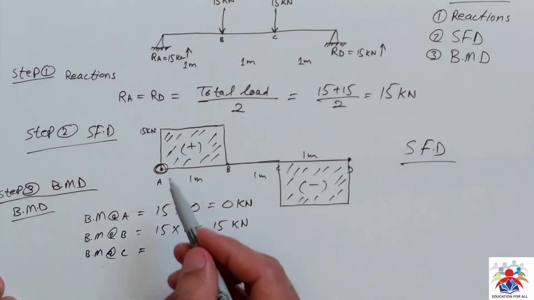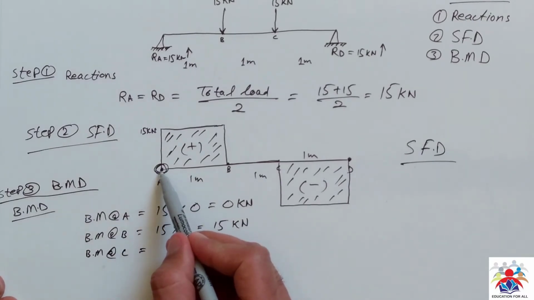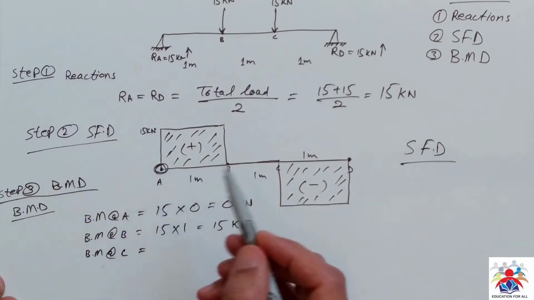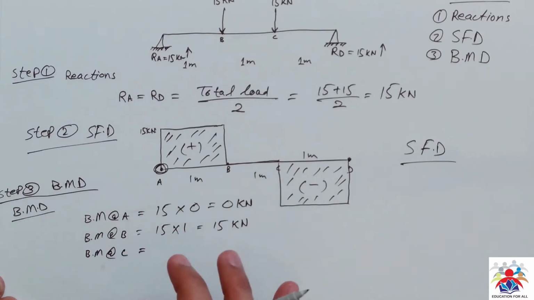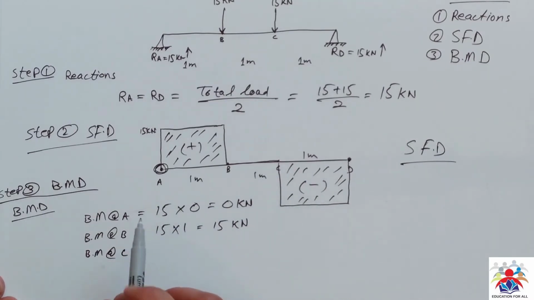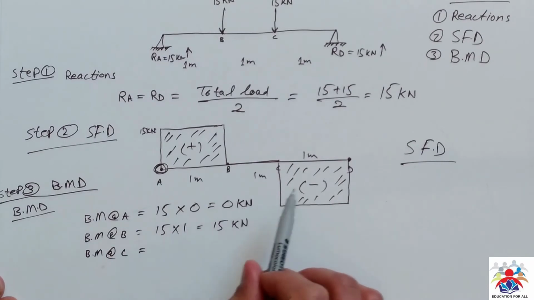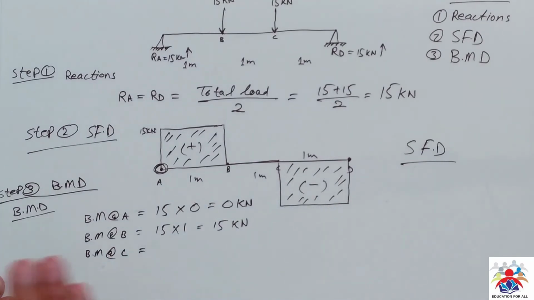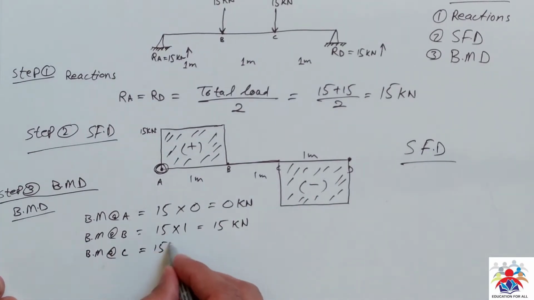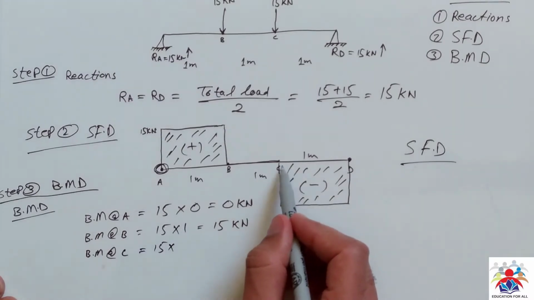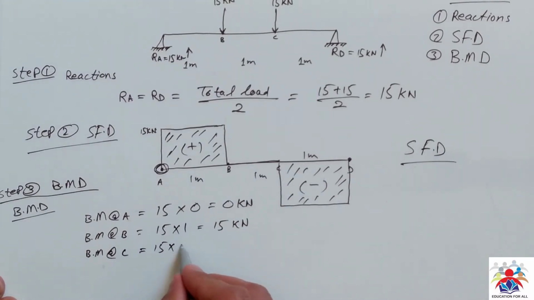How would it be? Your force is at point A. So keep in mind, when you calculate bending moment values, you have to consider all the forces along with all the distances, for example, along the beam. Okay. 15 multiplied by the distance till C, which is 2.